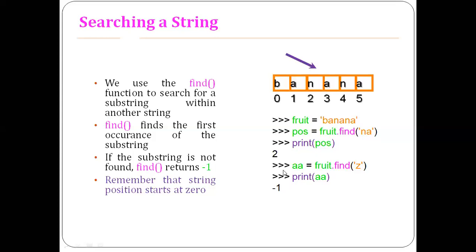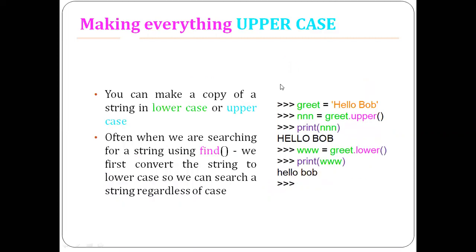So this is how you can search for a given string or a substring within a string. For that, we are using a method called find to search for a substring within another string, and it returns the position or the index of the first occurrence of the substring within the string, and if the substring is not found, it returns -1. And if you want to make all the characters uppercase, there is one more function called upper, right? You can make a copy of a string in lowercase or uppercase.